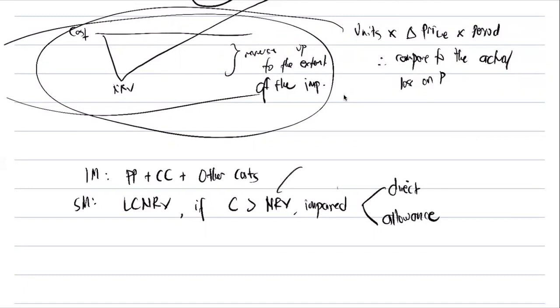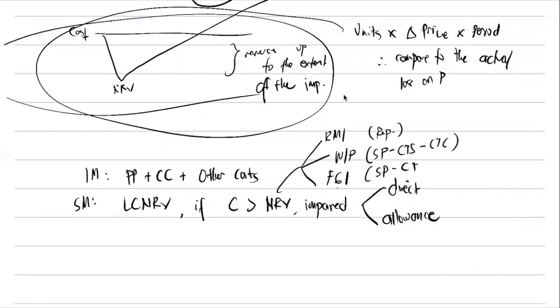And how do we compute for your NRV? It depends on the type of the inventory. We have your raw materials inventory, we have your work in process inventory, and we have your finished goods inventory. Raw materials inventory, this is known as your replacement cost. Work in process, that is selling price, less cost to sell, less cost to complete. Finished goods inventory, selling price, less cost to sell.